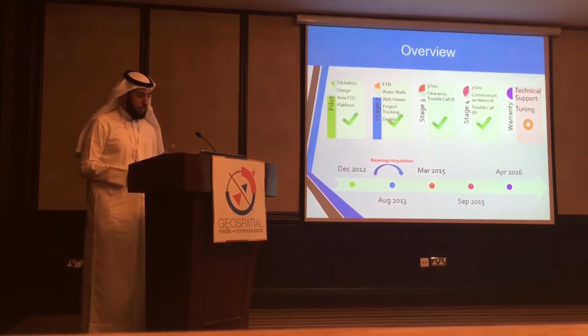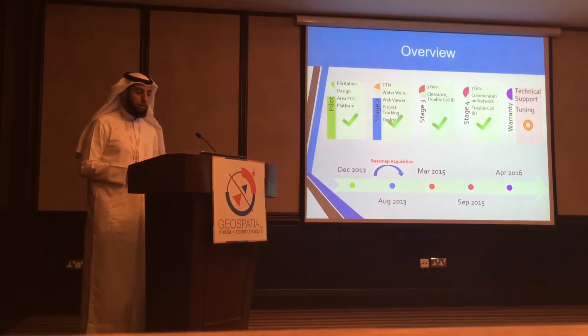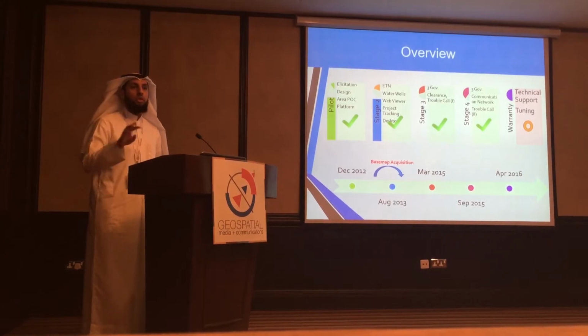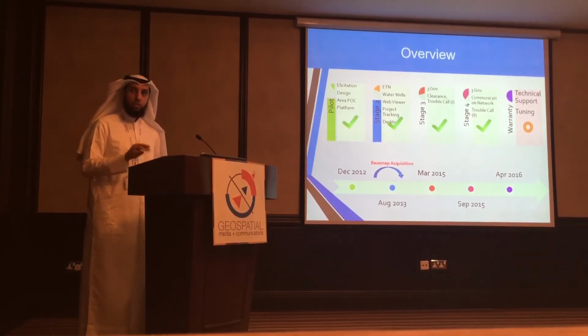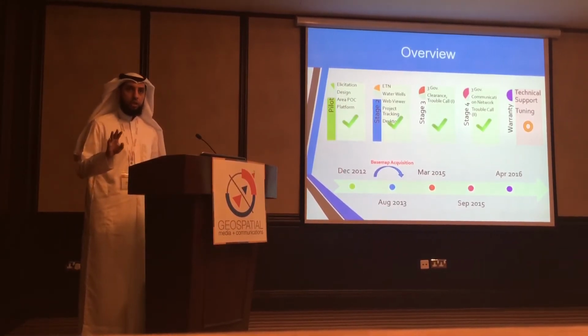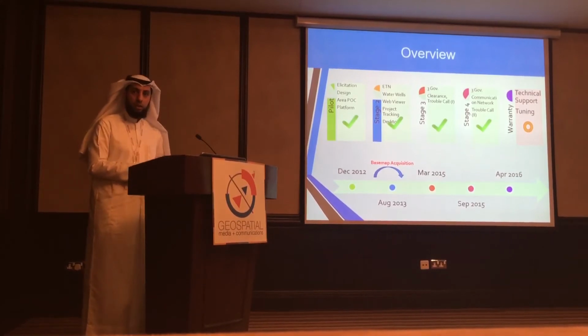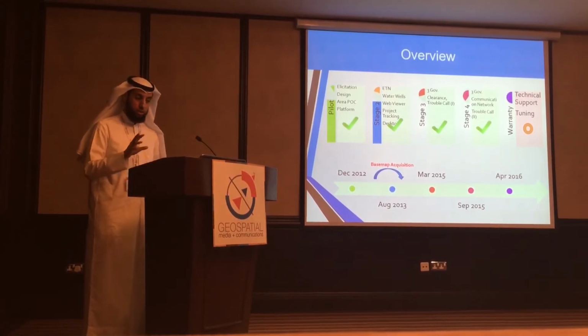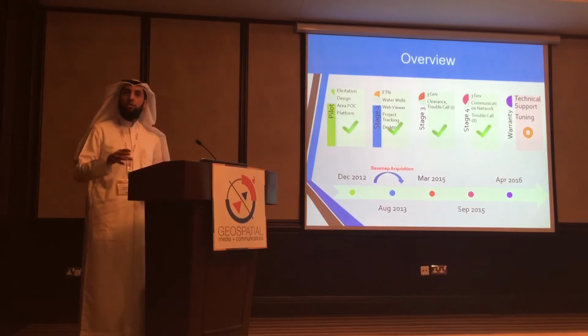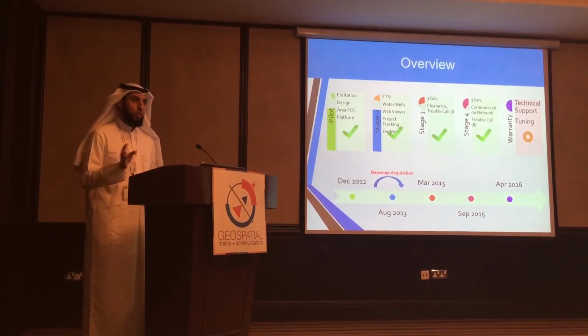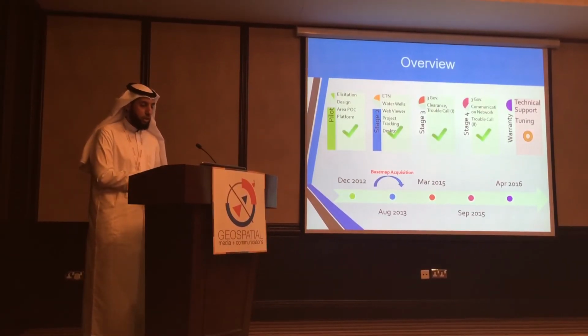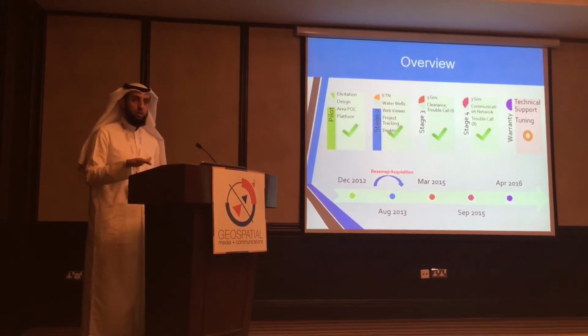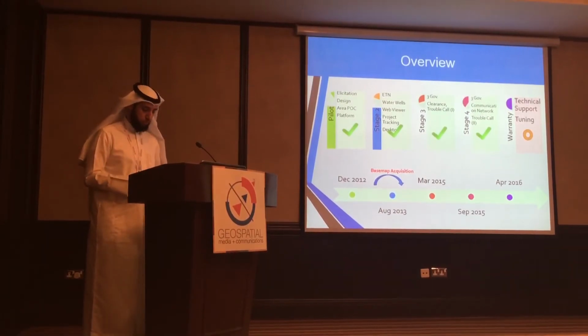By the way, Kuwait is divided into 6 governorates. In stage 3, we finished the first 3 governorates with some of the custom apps and solutions. And in stage 4, we did the same. We finished the remaining 3 governorates with some of the custom applications. And now we are in the warranty and support period.